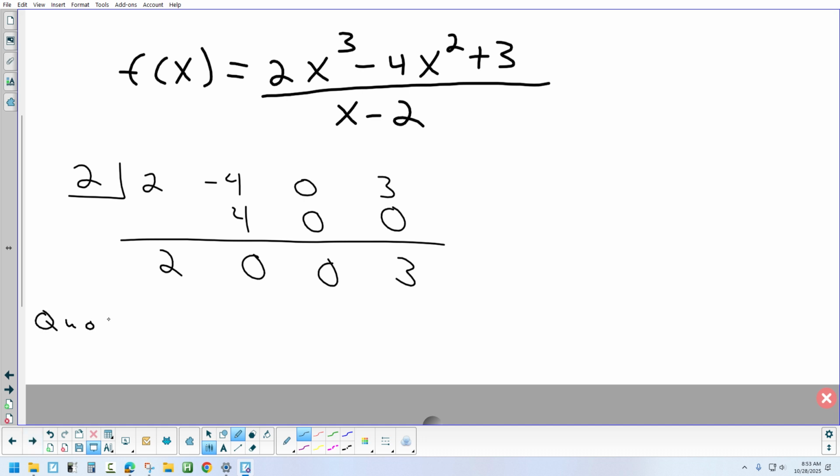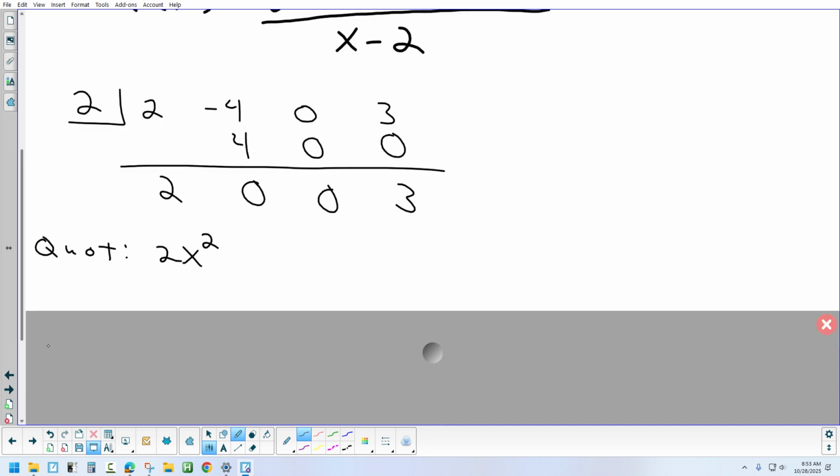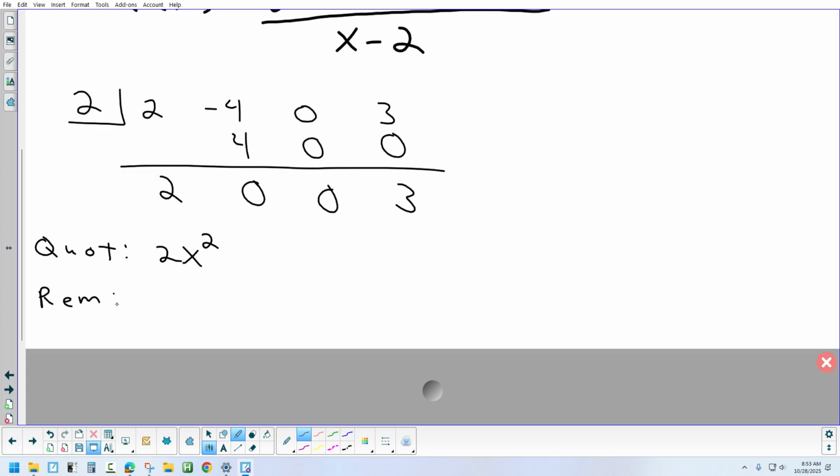Okay. Let's start with the quotient. What's my quotient here? Jackson, what's my quotient? 2x squared plus 3 over x minus 2. Oh wait, no, just 2x squared. Yeah, quotient is just 2x squared. If you wanted to write the answer to the problem in polynomial form, that's what you just said, quotient plus remainder over divisor. But they didn't ask for that here, so just your quotient. Okay. How about my remainder? What's my remainder? 3. Yep.